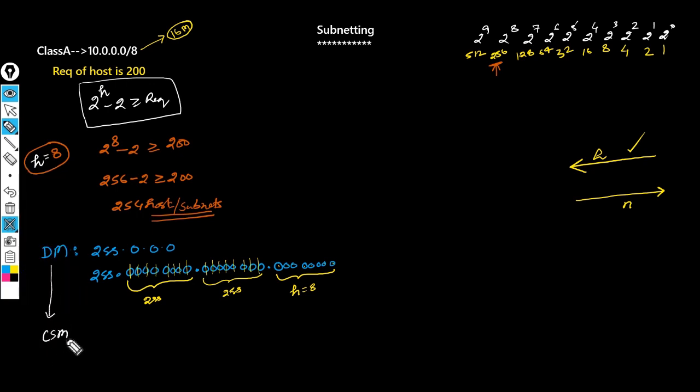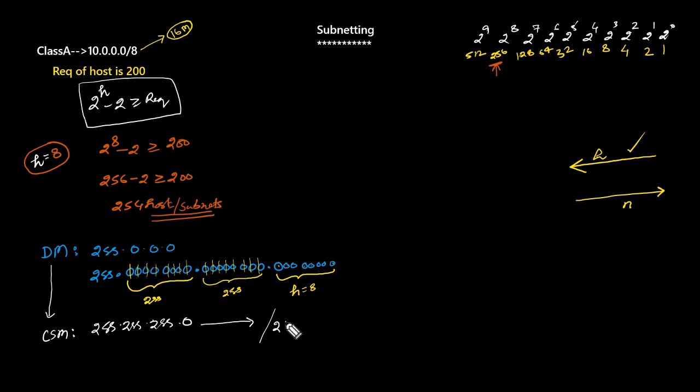When it comes to your customized subnet mask, it's going to be 255.255.255.0, and in slash notation, when you calculate, it's going to be slash 24. These will be your values for the same. Fine. Now this is the customized subnet mask that we have calculated here. After this, we'll have to write down the ranges.